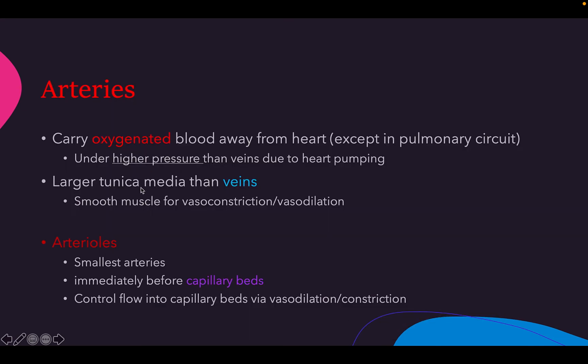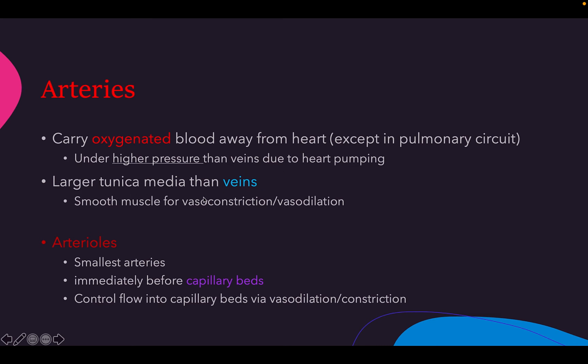So looking at arteries, they carry oxygenated blood away from the heart, except for in the pulmonary circuit. They are under the highest amount of pressure compared to veins, and this is due to the blood coming right out of the heart. And so it's under the most pressure when it first comes out of the heart.